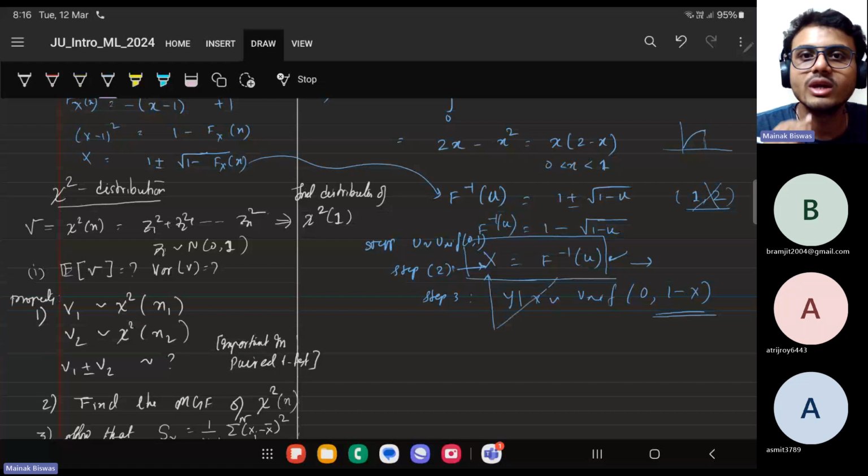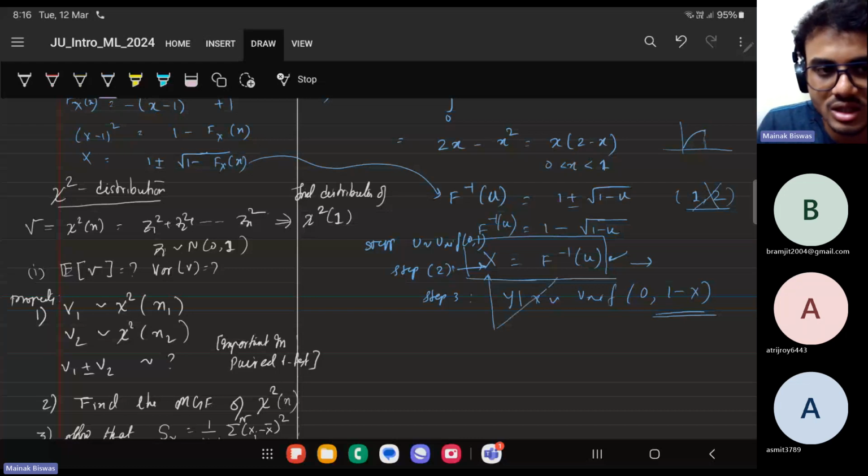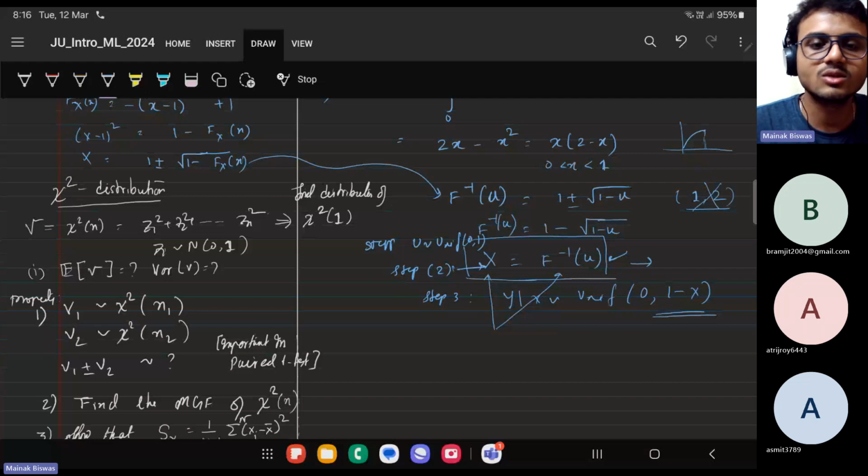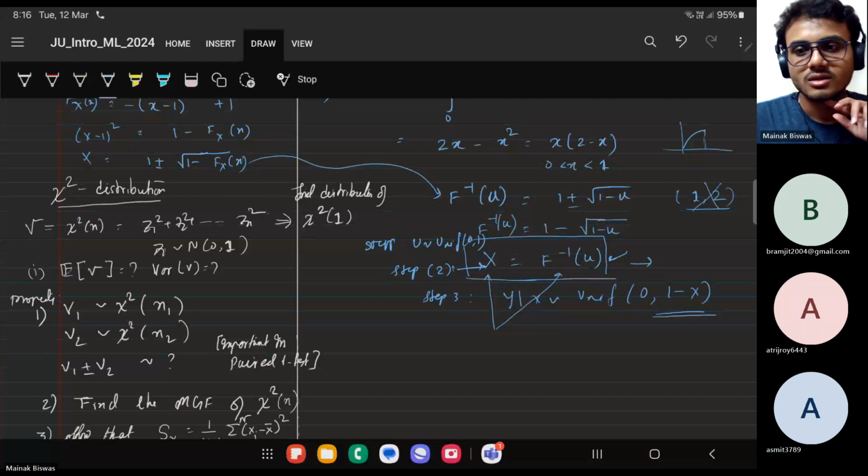Oshmit, this is what we were discussing regarding the question that you had solved, and I told you I'll discuss it on the last day. Please go back and have a look. I took the F inverse and then sampled u. Did you understand the solution I had shared? Yes, understood.